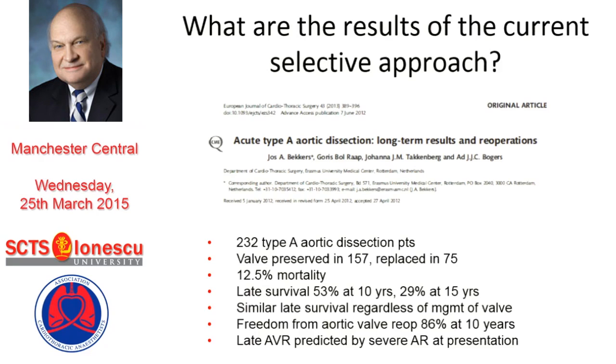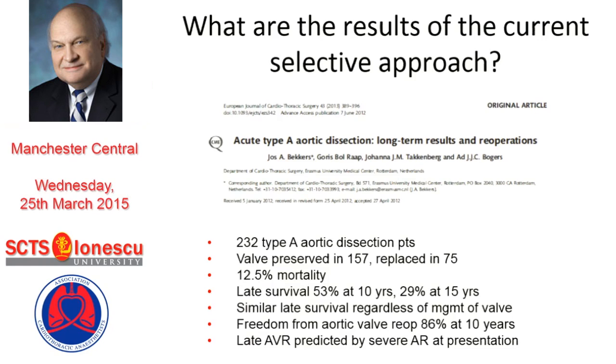Remarkably, regardless of how they managed the root or the valve, the late survival was about the same. So at least if one practices good judgment in deciding whose root to replace, the results at 15 years were about the same. And freedom from reintervention on the aortic root was 86% at 10 years. Now that's very good. There are very few heart operations that we do that work very well, and 86% of people out to 10 years. So is it really worth exposing more patients to bigger operations and root replacements to address that 14% at 10 years who needed a second operation, most of them who also do well at a second operation?